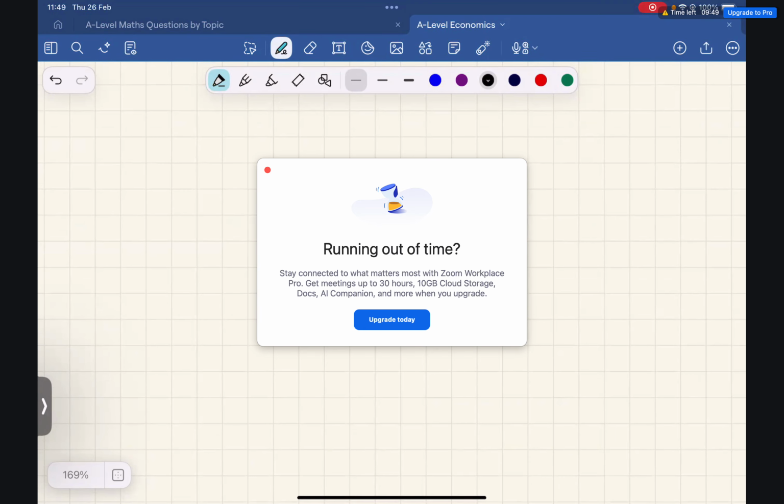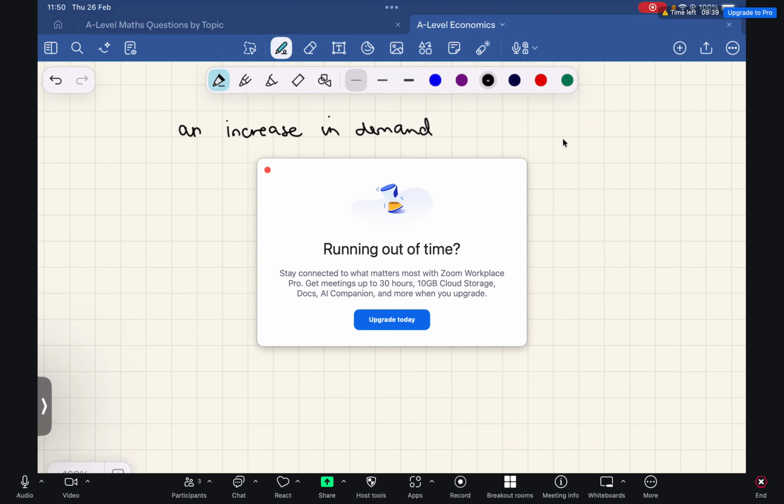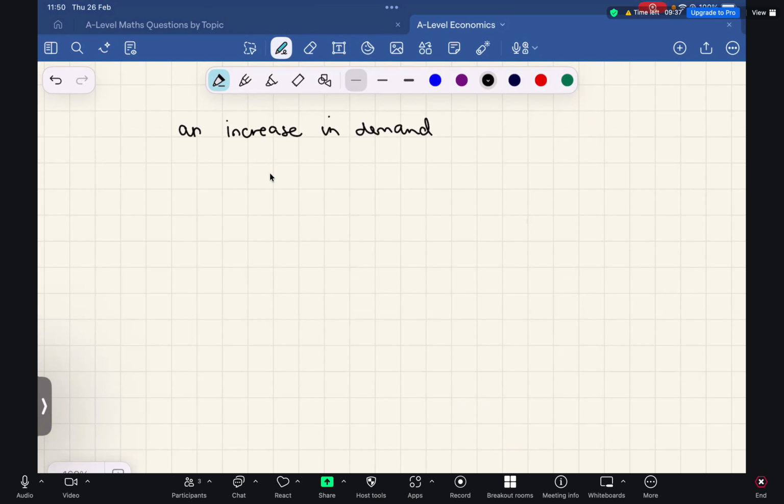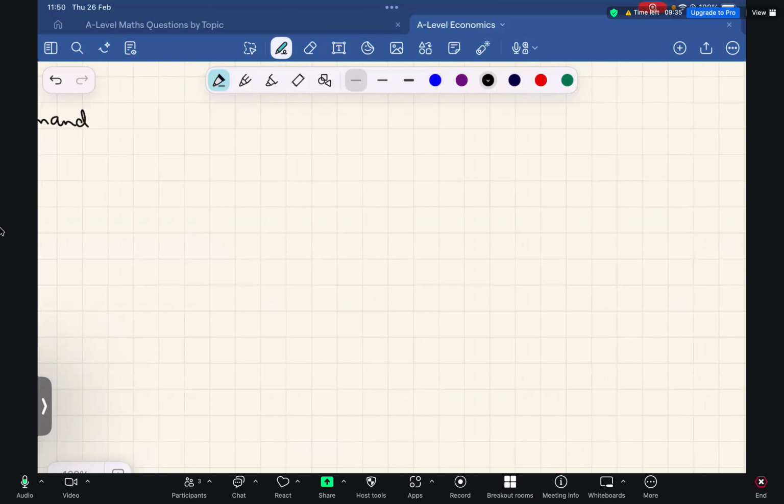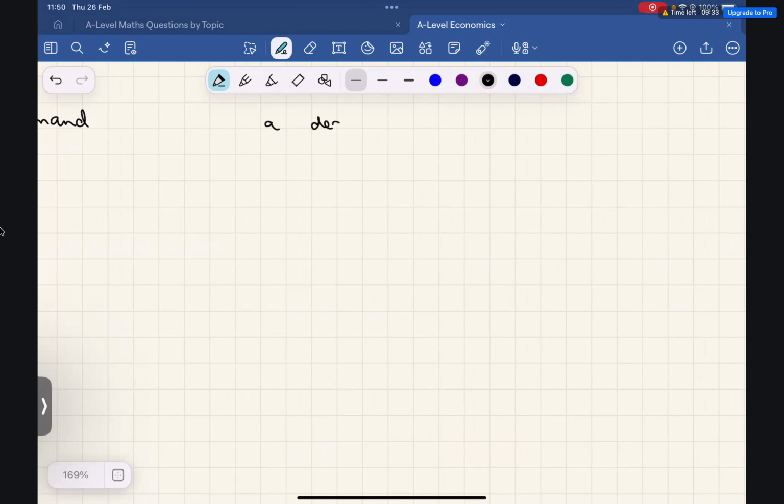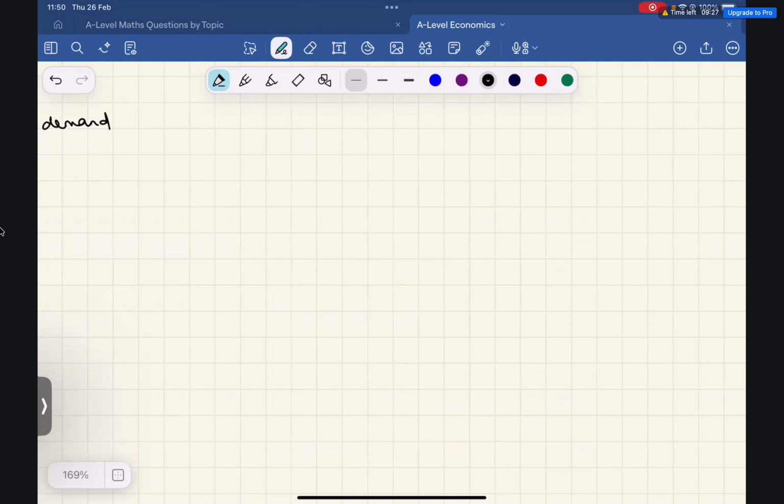Example one, an increase in demand. So we're going to do 4 examples. And by the time we get to the next one, you're going to be able to do it. So example one is an increase in demand. Example two is a decrease in demand. Example three is an increase in supply. And what would example four be? Decrease in supply. Yep, good.